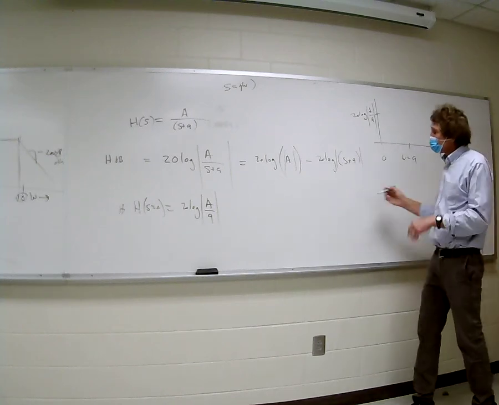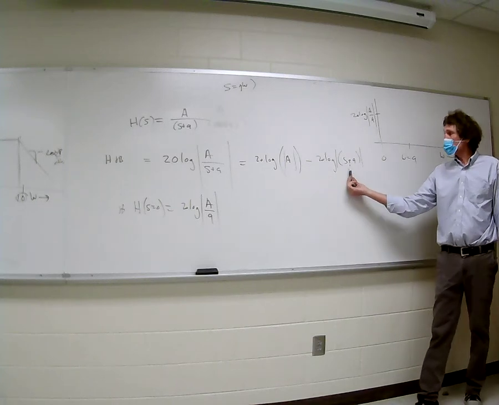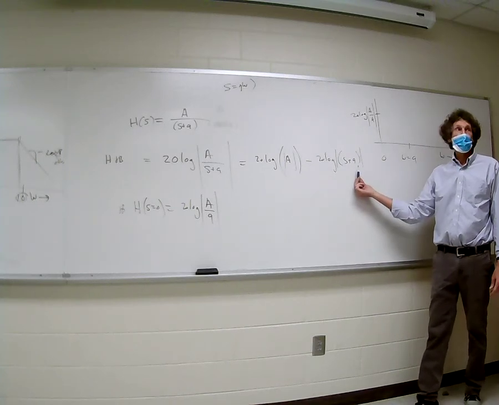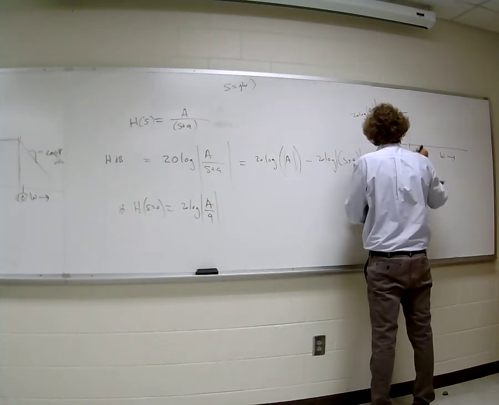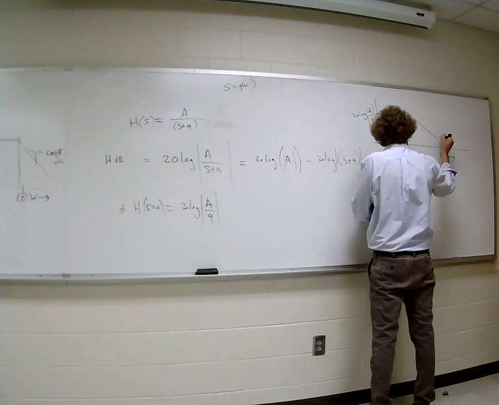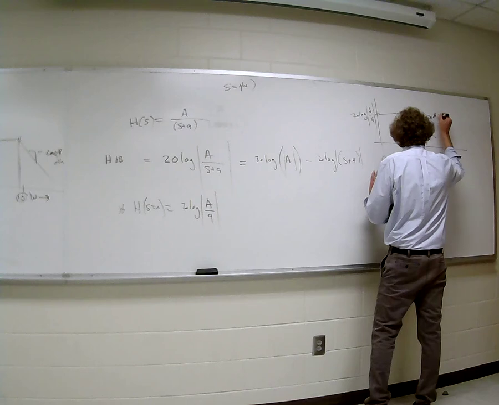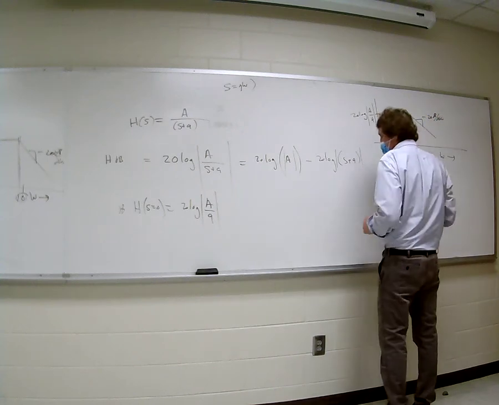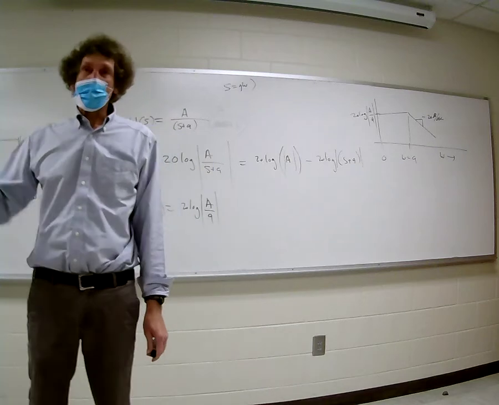Now at that point, you see that minus sign? Once we start increasing, this term will start becoming dominant, and it will start causing it to go down. So it'll go flat here, and this is the first break point, and it'll start going down, and the rate is minus 20 dB per decade. Let me explain why, in case you haven't been shown.